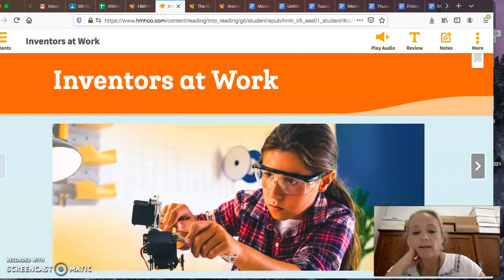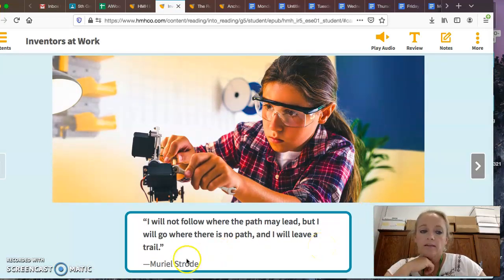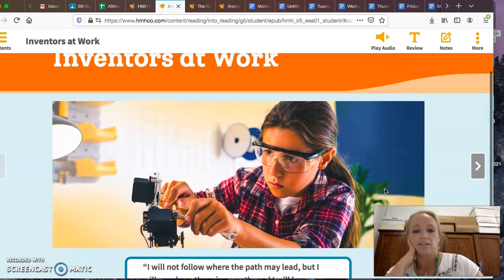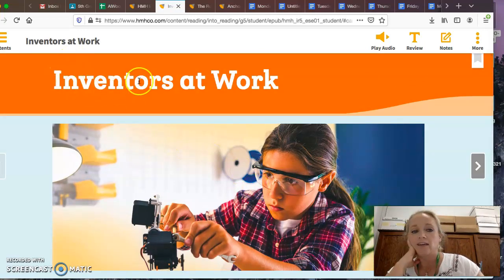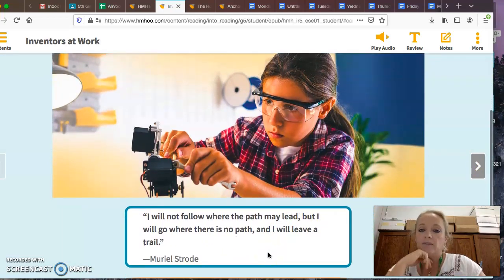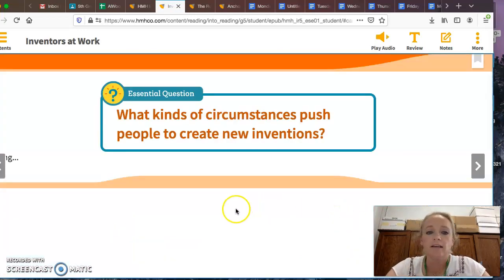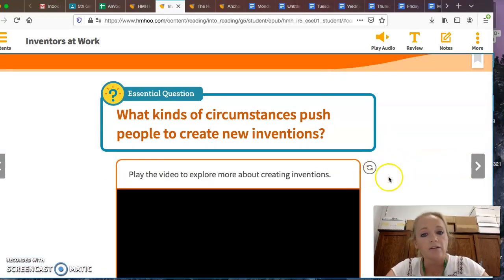As you go through this, you'll find that you're going to have a video, you're going to have pictures to look at, and a couple places where you just read, like, for instance, this is a quote by Muriel Strode. I will not follow where the path may lead, but I will go where there is no path, and I will leave a trail. And that's just telling us that inventors have to start out with a new idea and come up with something new and innovative. It may be an age-old problem that they're trying to solve, but they come up with a new way of looking at it. And so as you go through the text, you just click this button on the side and it's like turning the page.